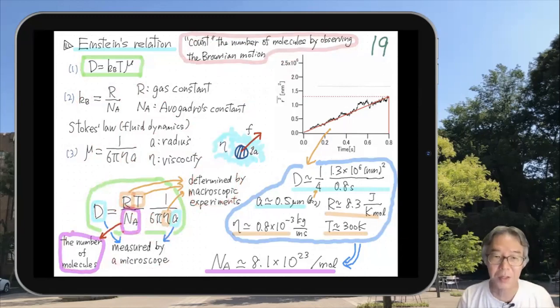Okay, so let's try this. This is the experimental data that I showed you in the beginning. From this slope, we can estimate the diffusion constant like this.